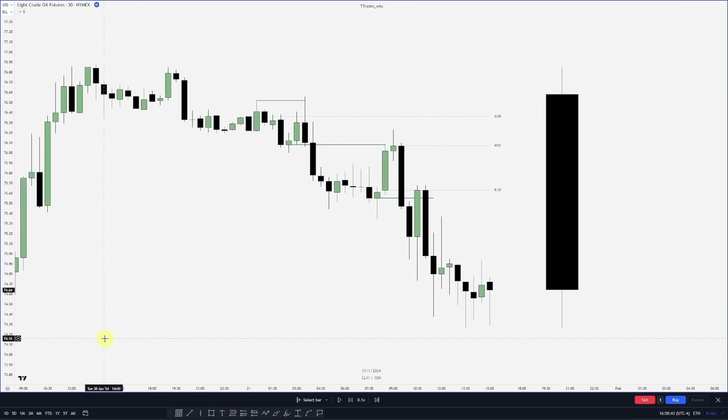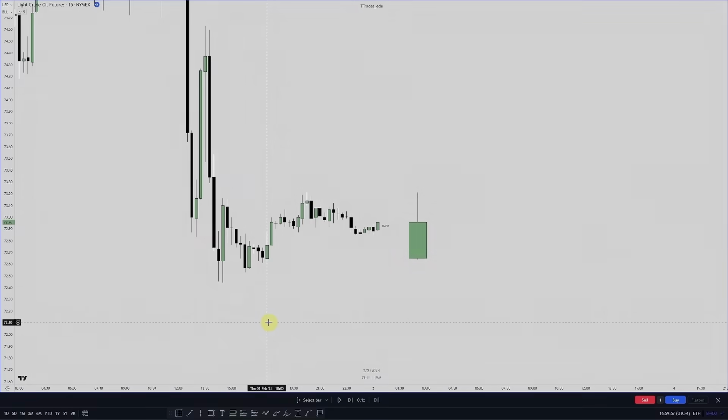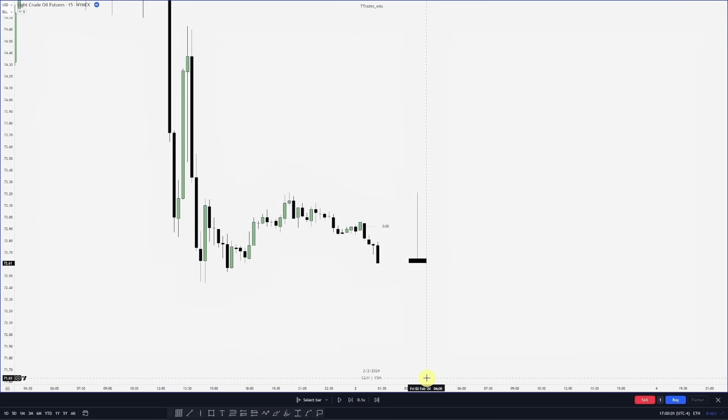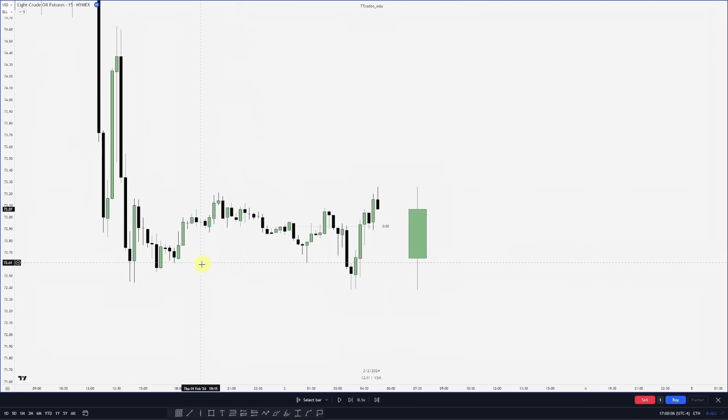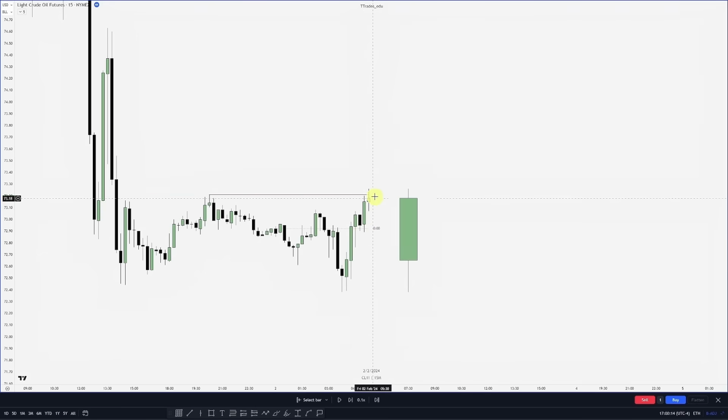Let's hop into another example. So here we are in our next example. And so let's get to London session. You can see we kind of just consolidate, but where do we reach in London or right at the end of London? Well, we reach for this high here. Now we have a series of up-close candles into that high.